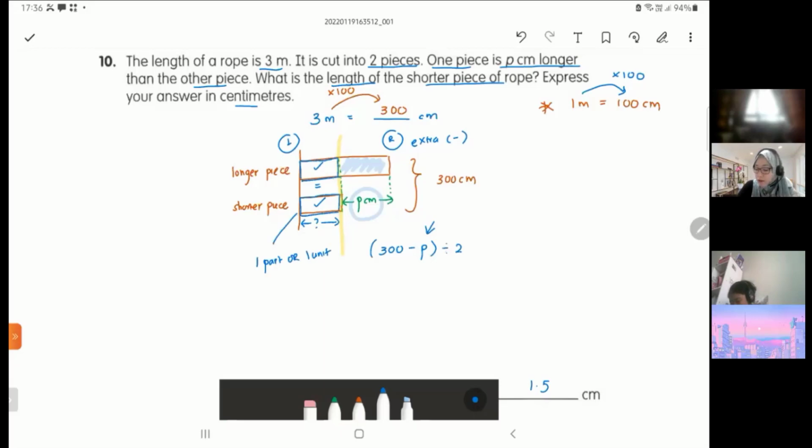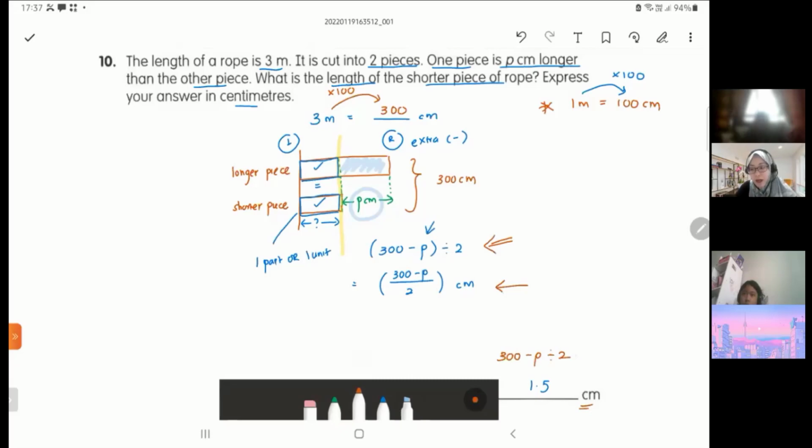Okay, so I have 300 minus P divided by 2. Can I leave my answer like that? Actually, you can, but the proper way to represent division is like this. Bracket 300 minus P over 2 close bracket centimeter. This is correct already. But the proper way to represent it with units is this way. Because I need to put my cm, right? I need to put my cm. So if your answer, you put 300 minus P divided by 2 like this.